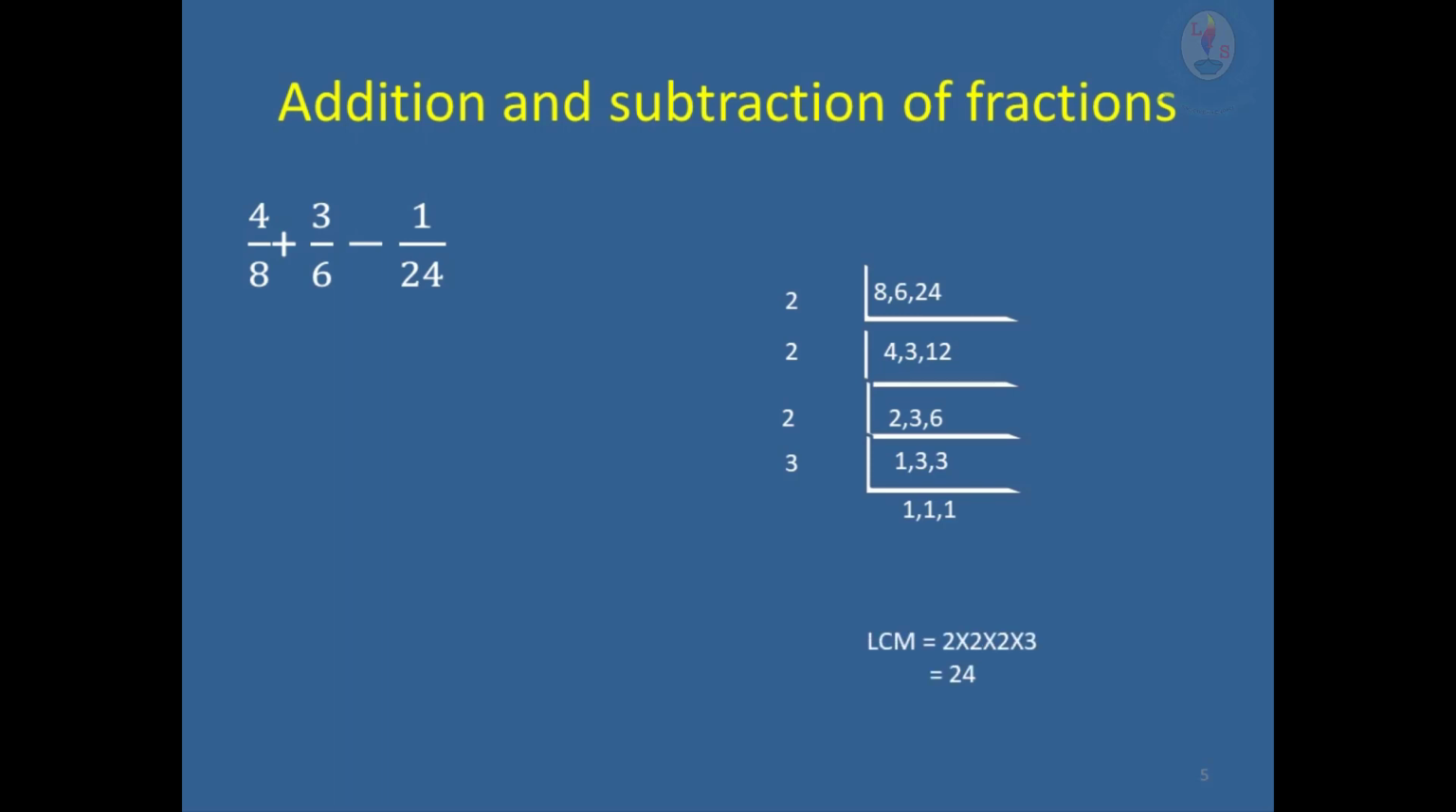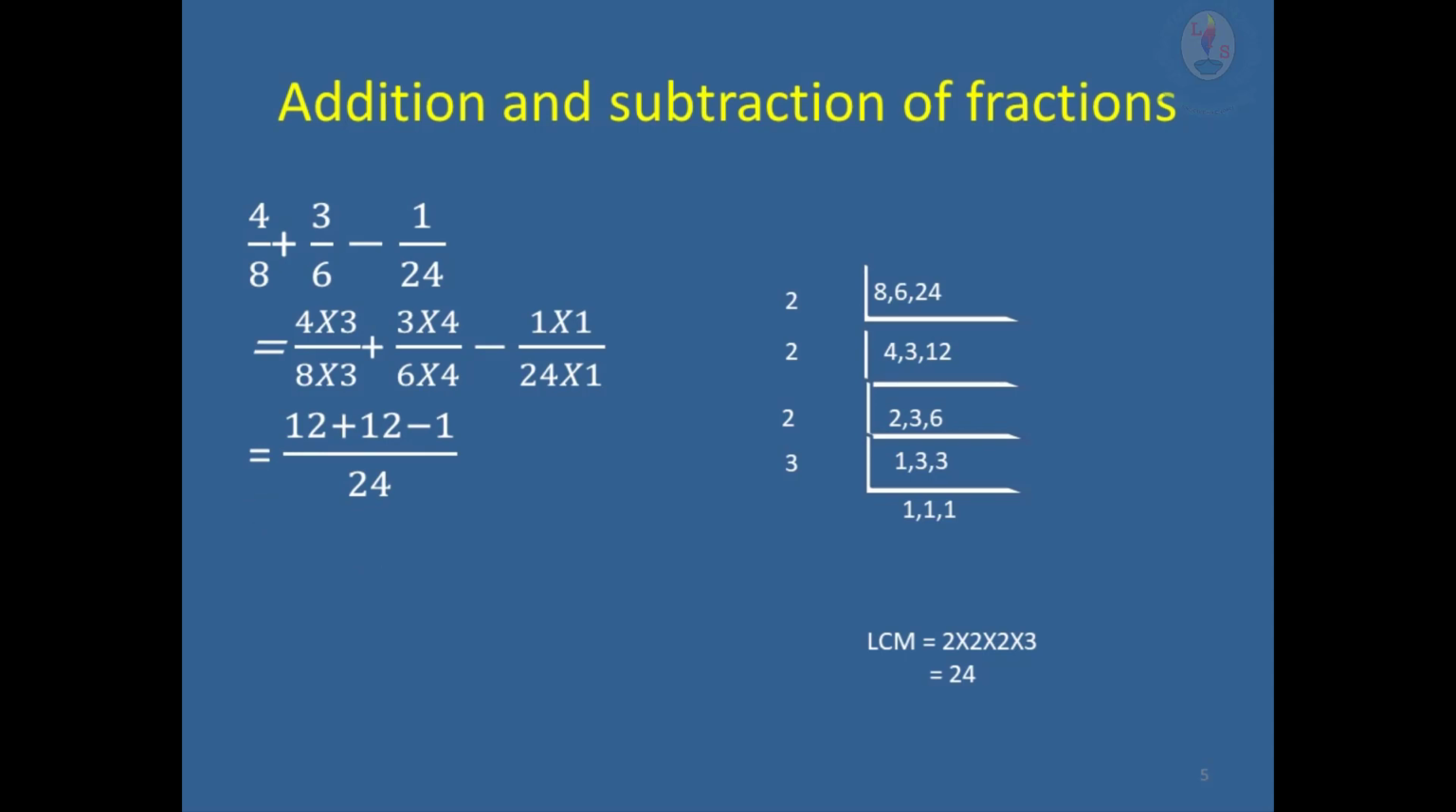Then how can we find the lowest common multiple? 2 times 2, 4. 4 times 2, 8. 8 times 3, 24. The lowest common multiple is 24. That is the common denominator. Then 24 divided by 8, we are getting 3. So we have to multiply both the numerator and denominator of the fraction by 3.